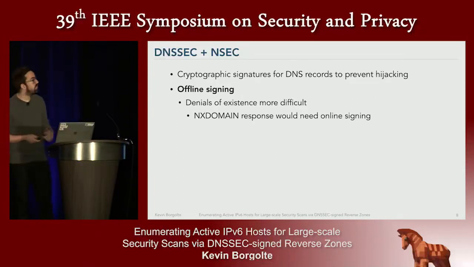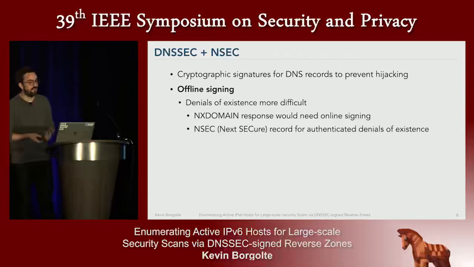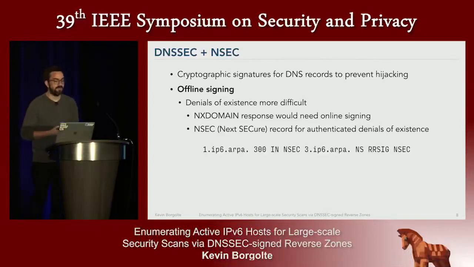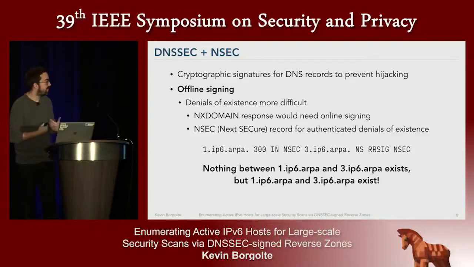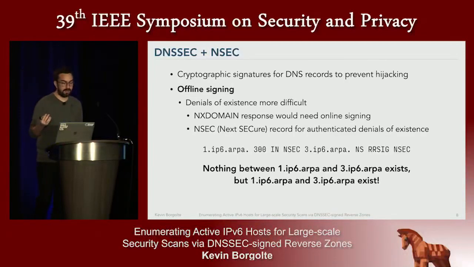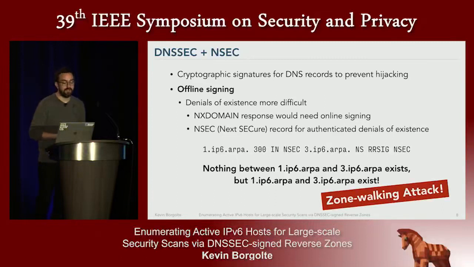So what they introduced with DNSSEC was the NSEC record, the next secure record, which is a record that's there for an authenticated denial of existence. And NSEC itself works by simply saying, hey, 1.ip6.arpa to 3.ip6.arpa doesn't exist. But at the same time, it leaks the information that 1.ip6.arpa as well as 3.ip6.arpa exist. So suddenly we can get rid of 2.ip6.arpa, and we would just need to look at 4.ip6.arpa. And this is effectively a zone walking attack.